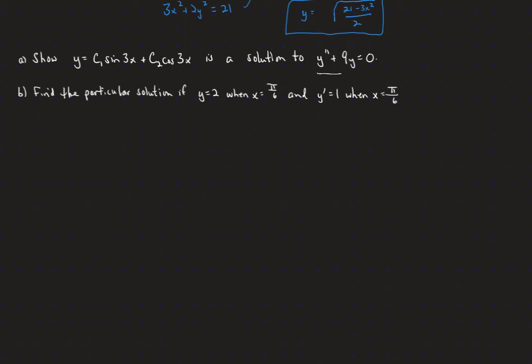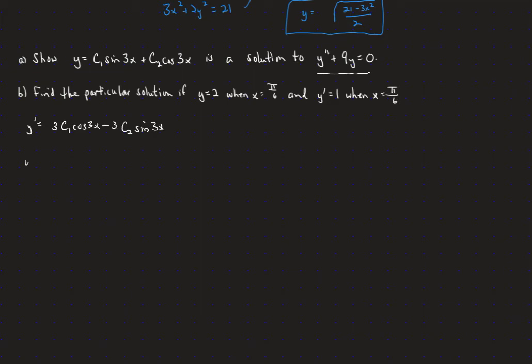So our differential equation needs a y double prime. So first y prime, and again we're going to take the derivative of sine. So we're going to get c1 cosine 3x, and then times the derivative of 3x is 3. And we've got c2, the derivative of cosine is a negative sine, and we'll also get a 3 from the chain rule derivative.